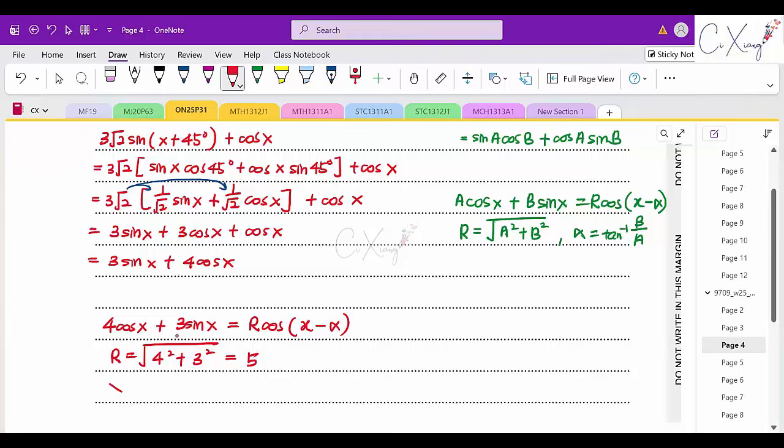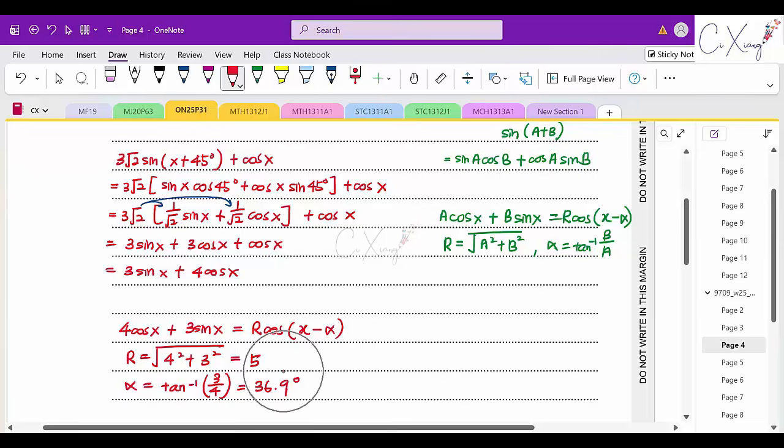Yeah, then how about the alpha here? For the alpha, you'll have tangent inverse B over A. So what is B? B is 3, then A is 4. Right, so 3 and also the 4. And after you simplify it, you should get 36.9. Because this is an angle in degrees, we put it in one decimal place. Right, this is my alpha.